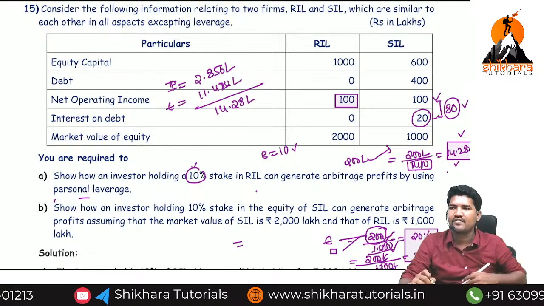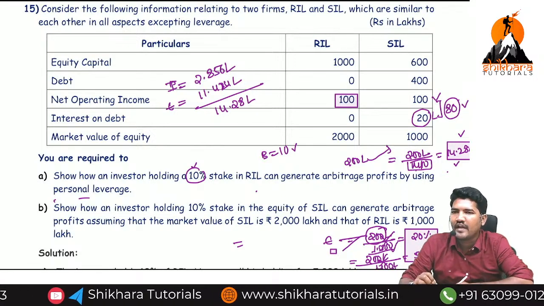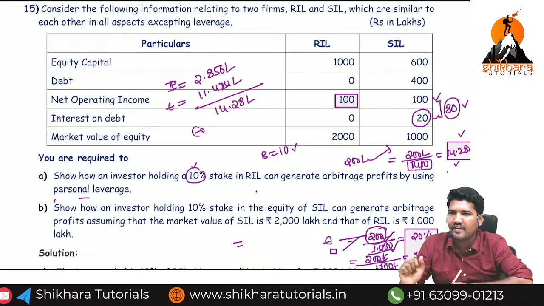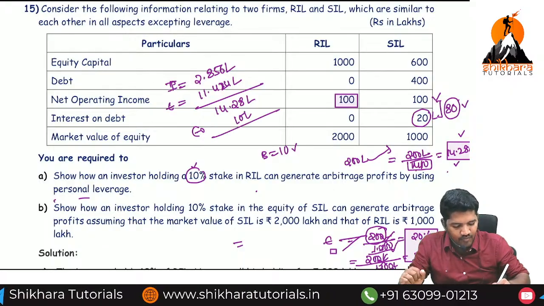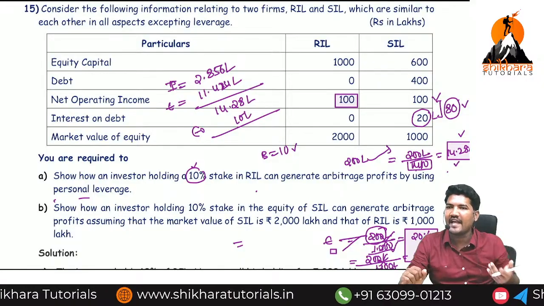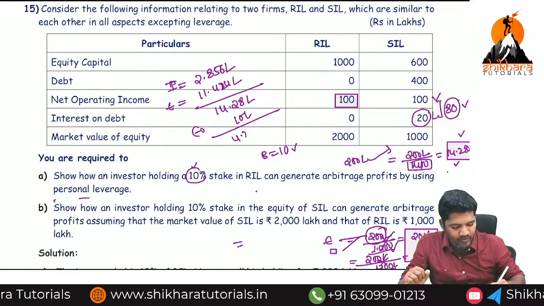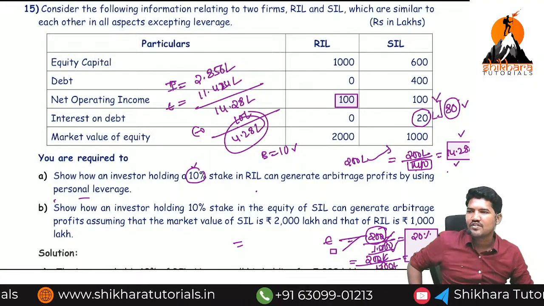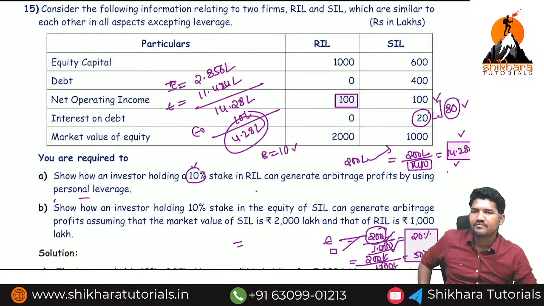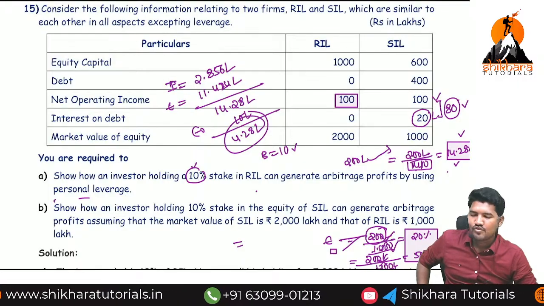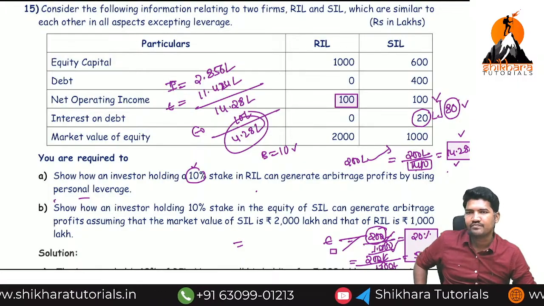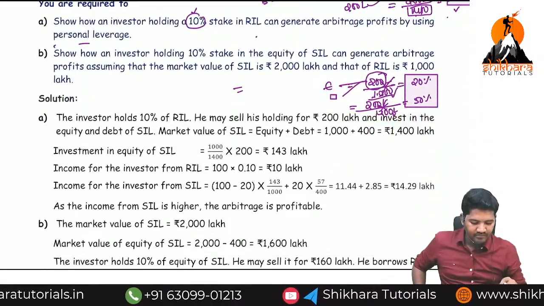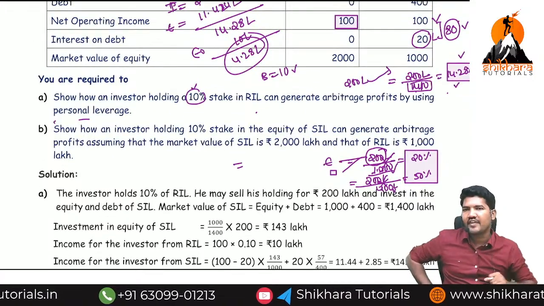Now the total benefit I will receive if I invest in SIL is 14.28 lakhs. Previously, how much did I enjoy in unlevered form? 10 lakhs. Now, because of shifting, how much am I getting extra? 4.28 lakhs. This is called arbitrage benefit. Guys, clear? Tomorrow I will show the presentation also, so you can observe case B.